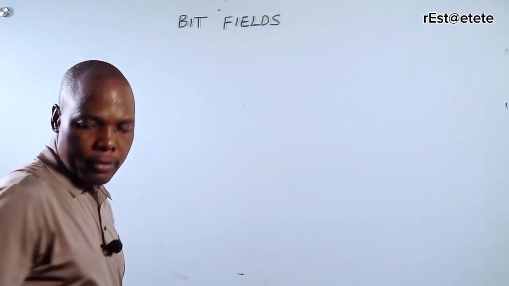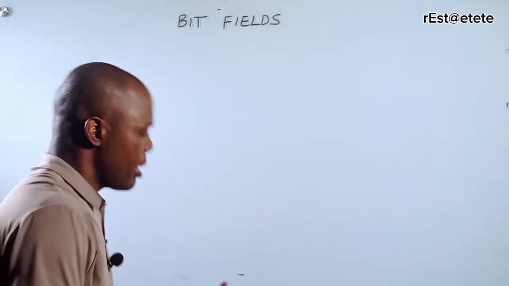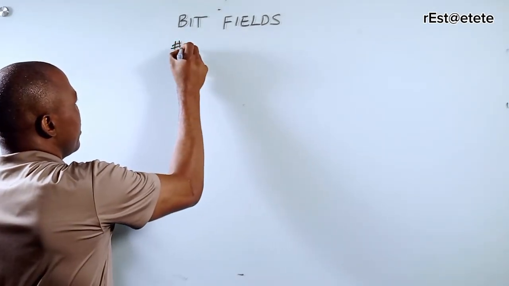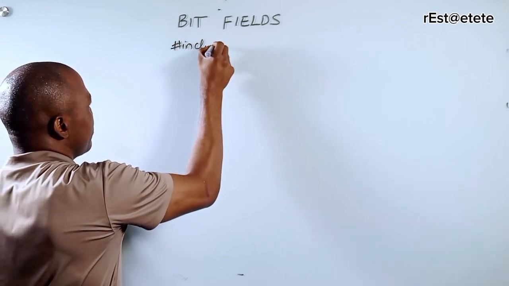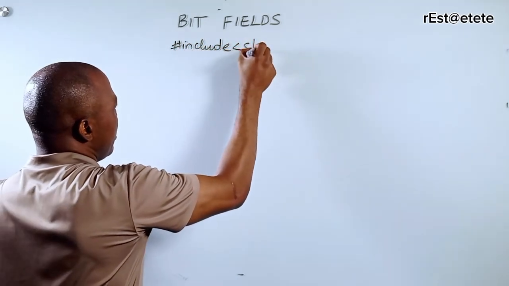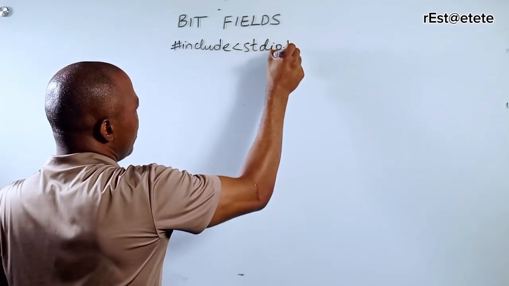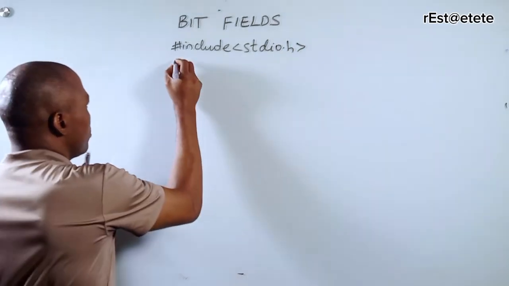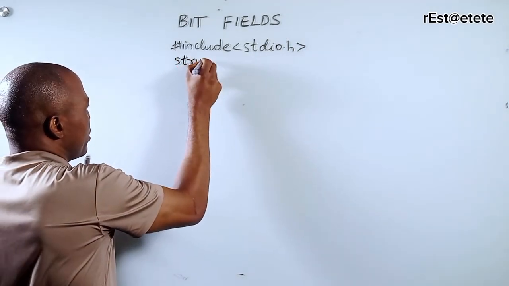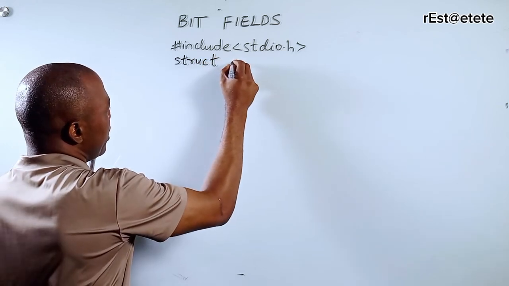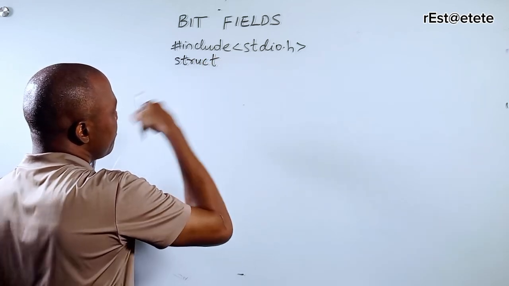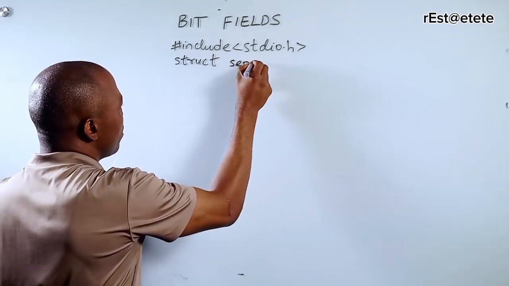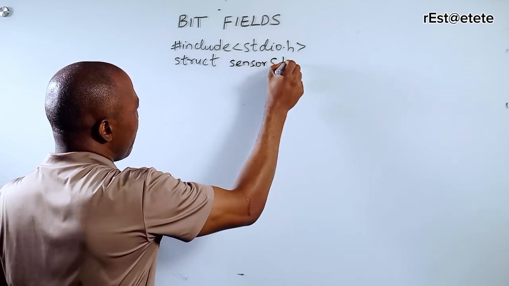I have something like this. I have include stdio.h, my library function. Then I'm going to create a structure, using my struct keyword. I will call it sensor status.